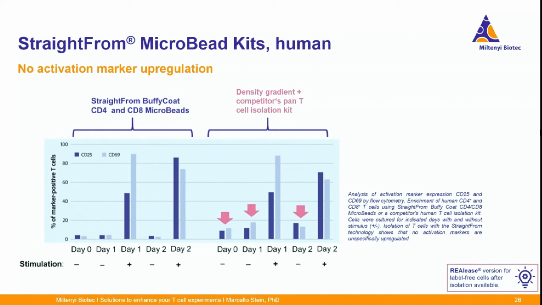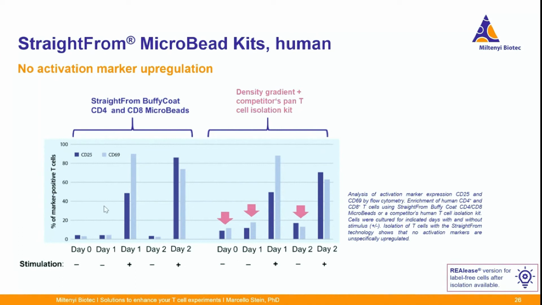Cells were then activated for activation marker expression of CD25 and CD69, either directly after cell isolation, here labeled with day 0, or after 1 or 2 days of cultivation, either without stimulus or stimulated with the T cell activation and expansion kit, labeled with minus or plus, respectively. Cells isolated with StraightFrom show almost no activation marker expression even after 2 days of culture.